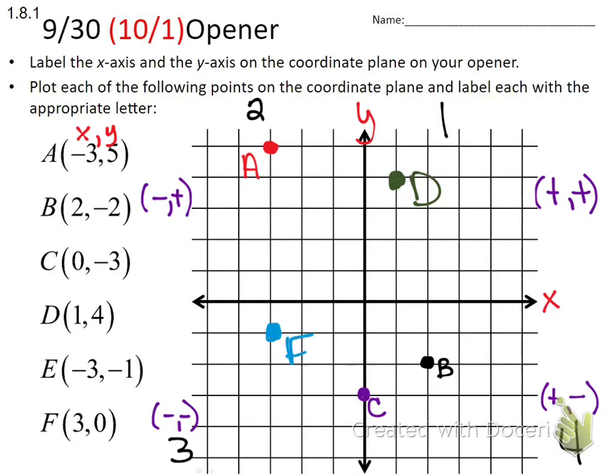Josh, can you do F for me? Yeah. Go over 3. I start at the origin and go over 3, which way? Right. And then stop right there because my Y is 0, and label it. Good.